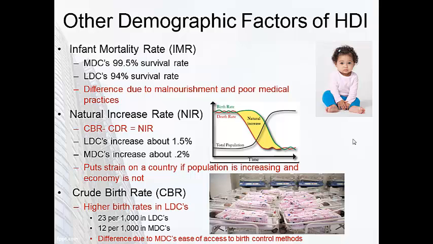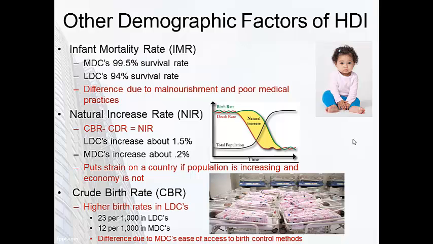Another demographic factor is natural increase rate, or NIR, which, as you remember, is the CBR minus the CDR, or the crude birth rate minus the crude death rate. That's how we get NIR. In LDCs, the population is increasing by 1.5%. In MDCs, it is increasing by 0.2%. So in countries that can't even sustain their own population, the increasing birth rate is even more damaging on the economy and on social life.